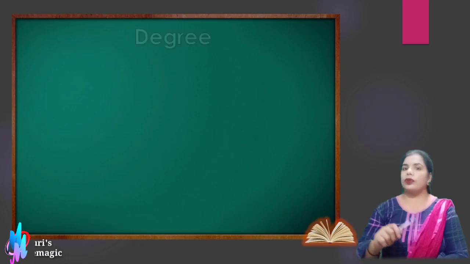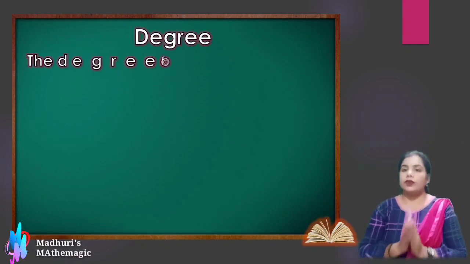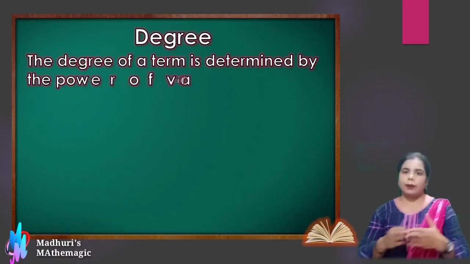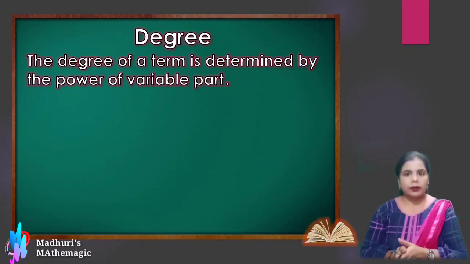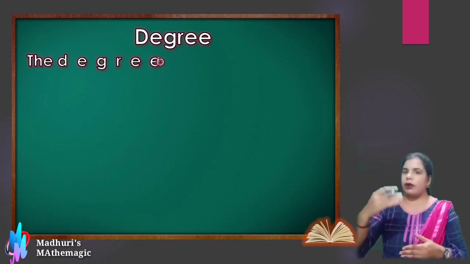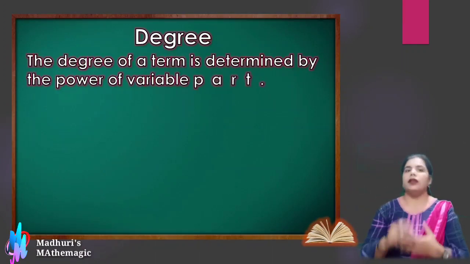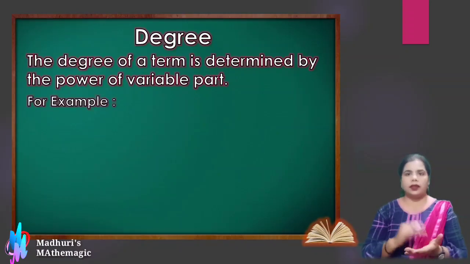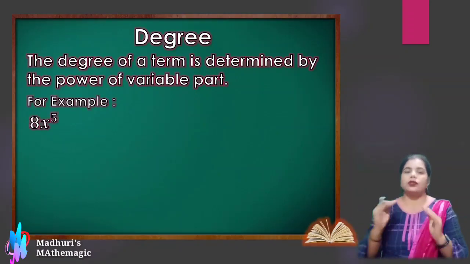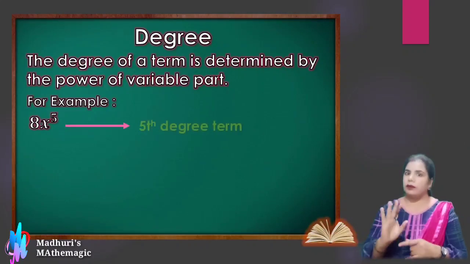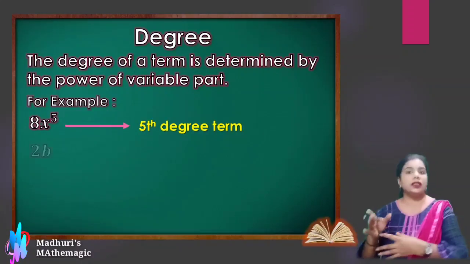Okay, let's move to the next topic, that is degree. So what is degree actually? The degree of a term is determined by the power of a variable part. Whatever power of the variable part, that is called as a degree here. Okay, so let's take some example here. 8x to the power 5. So what is the power of the variable here? 5. So it is fifth degree term.